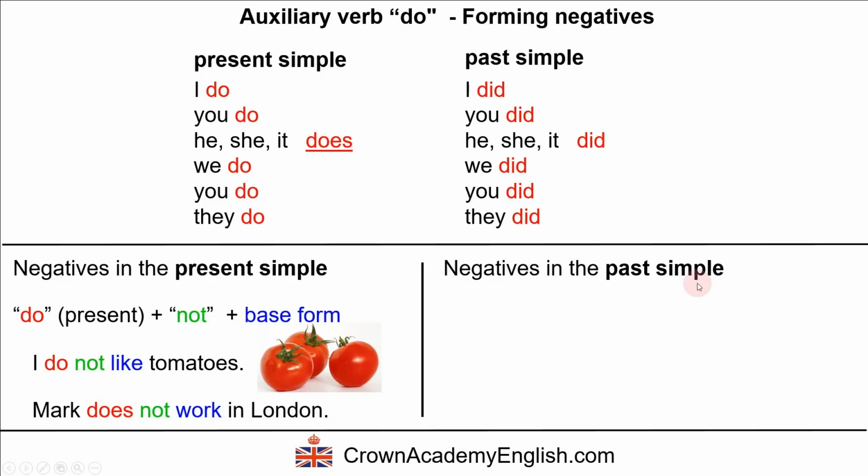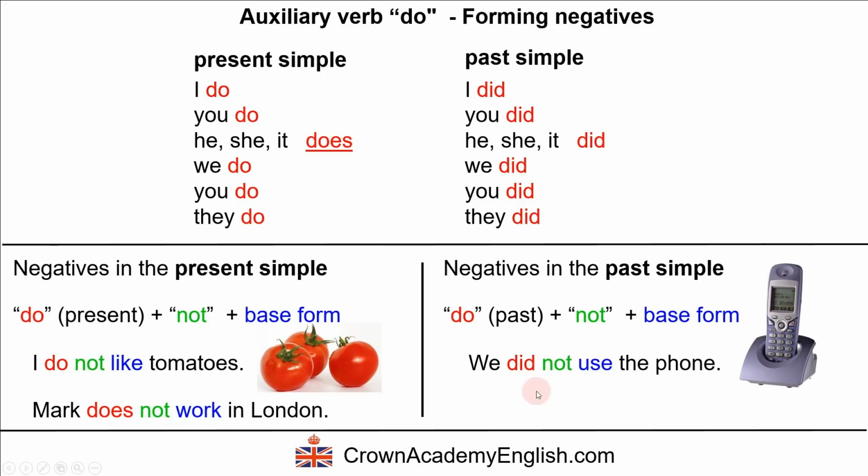Negatives in the past simple. For these we're going to use the past form of do, followed by not, followed by the base form of the main verb. We did not use the phone. Jane did not come to the party. So we have the auxiliary verb in the past form, not, and then the base form of the main verb.